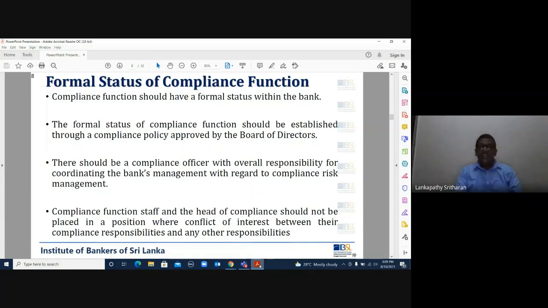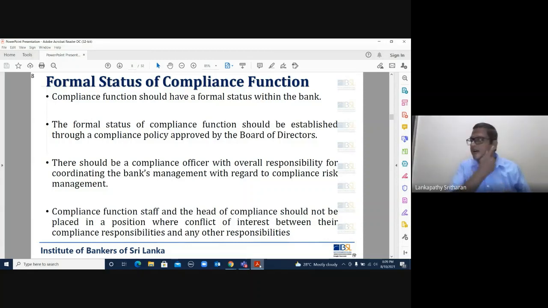And the third one is that compliance function staff and the head of compliance should not be placed in a position where there is a conflict of interest between their compliance responsibilities and any other responsibilities. We have seen this even in risk management as well. When they are appointing a chief risk officer or risk management officer, there should not be any conflict of interest. Likewise, for a compliance officer also, there should not be any conflict of interest.